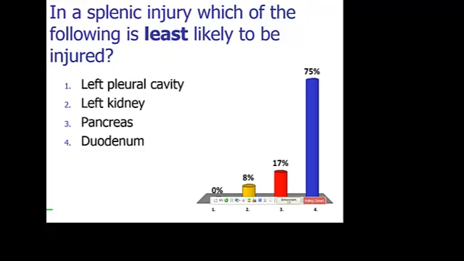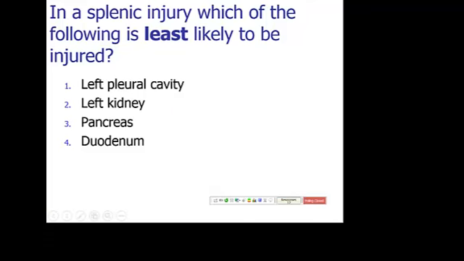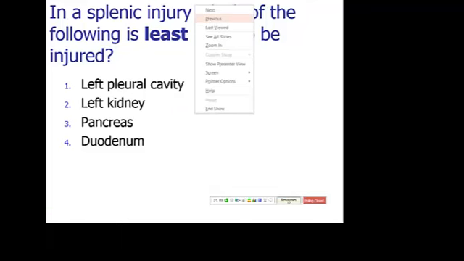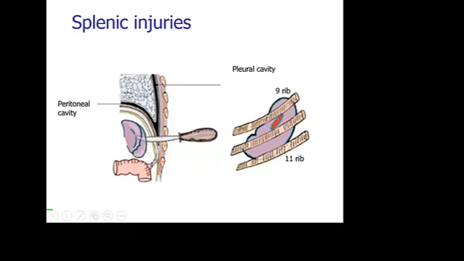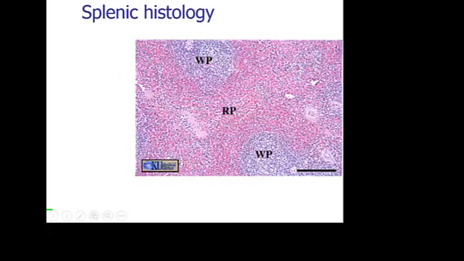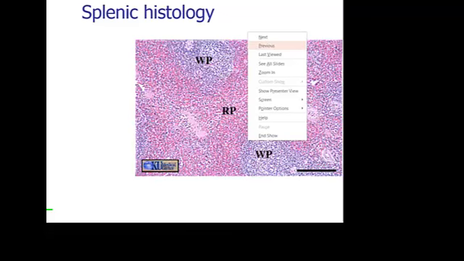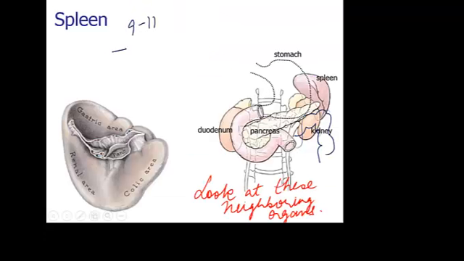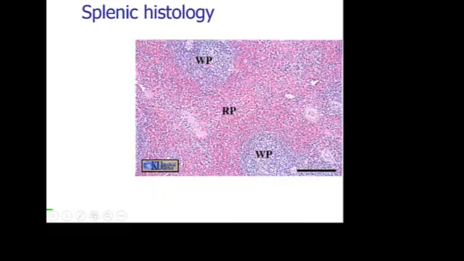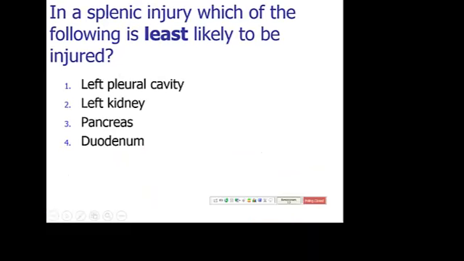Very good. Duodenum, that's least likely to be injured. And here's why it's important to look at these pictures. If you look here, here's the stomach, the pancreas, left kidney, here's the duodenum. So look at this part here, so far away. So the spleen is injured here, the duodenum is not likely to be injured, okay? So please do make sure that you are looking at these images carefully.